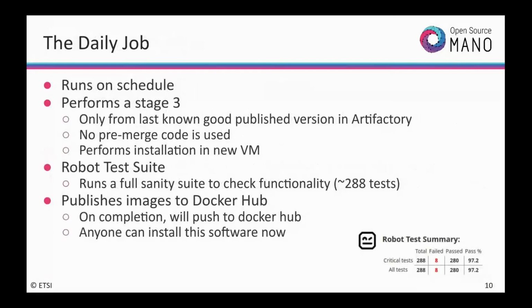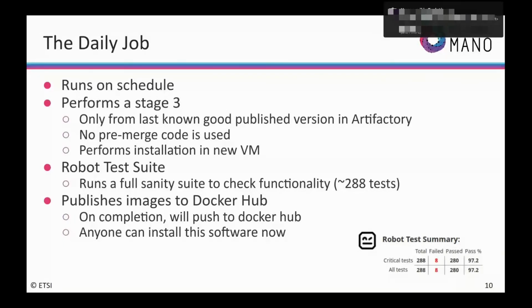Last thing that happens in the overall build pipeline is the daily job. And this wakes up on a fixed schedule and performs a stage 3 build. We saw the stage 3 before. What it did was it gathered all the versions from Artifactory, built Docker containers, and performed installation in a new VM. How is this stage 3 different? Well, it's using the last known good published version.